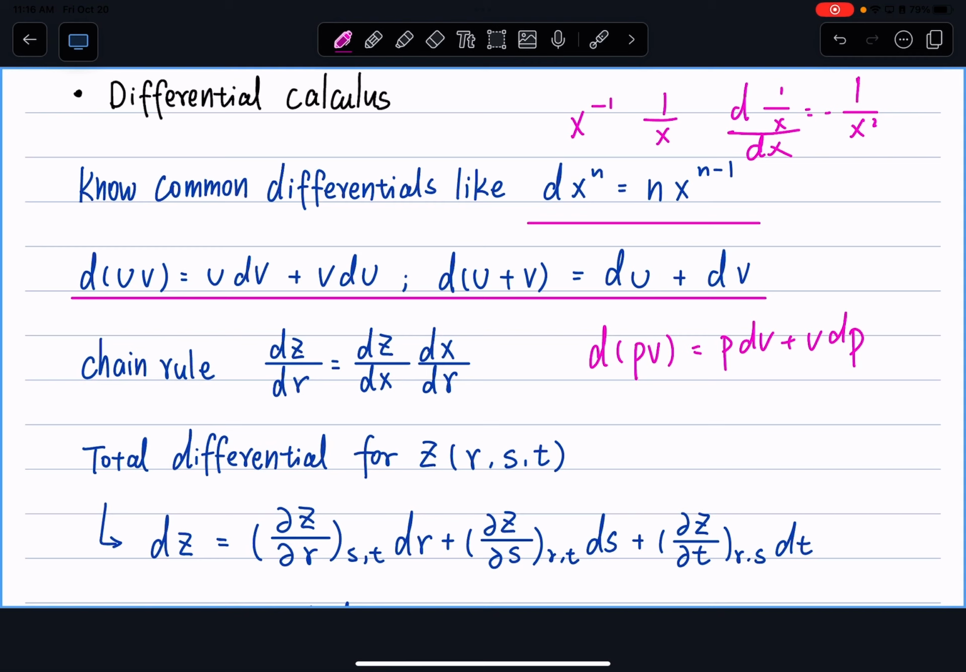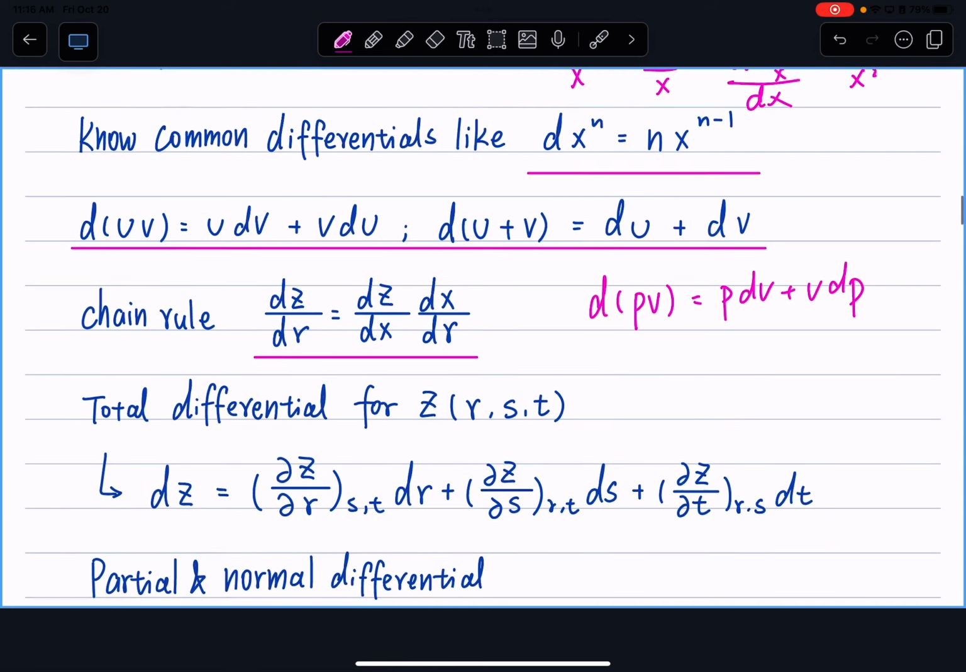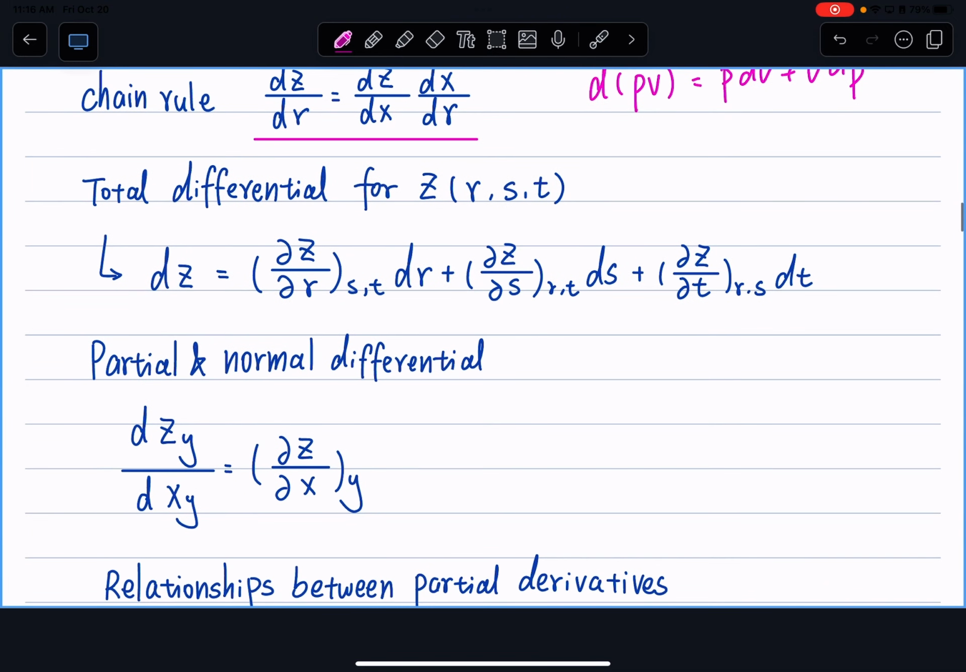And the chain rule is something that can help you to solve calculus problems, and we also use it occasionally. You should know how to write the total differential of a function from its partial derivatives. And in this case, you have dz equals the partial derivative of z over r at constant s and t, dr, et cetera, et cetera.